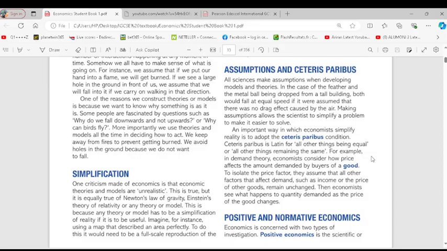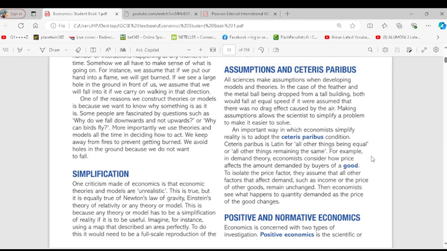Assumptions and ceteris paribus. For scientists, in all sciences, there are always assumptions when they want to develop what we call models and theories. You know what models are? Saying certain things in words, that is theory. And a model means an arithmetic representation of the theory. That is what the theory is, and that is what the model is.